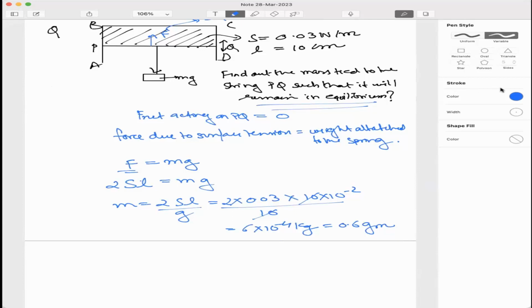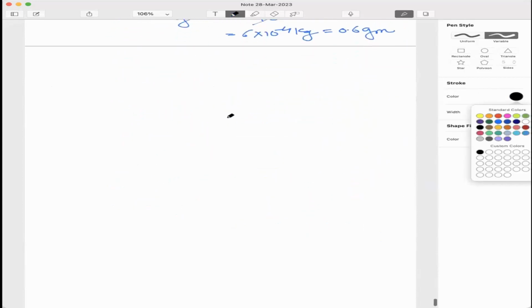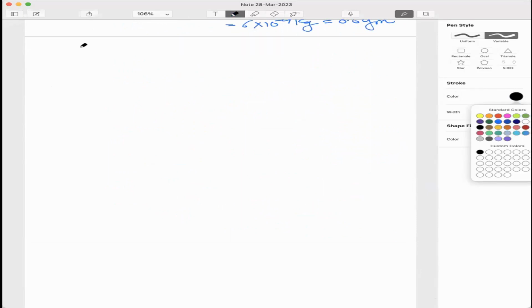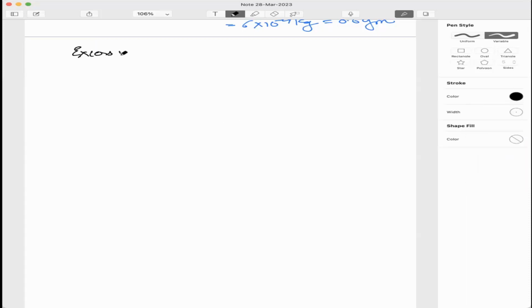Now let's look at another concept, that is excess pressure. Pressure inside a liquid droplet.